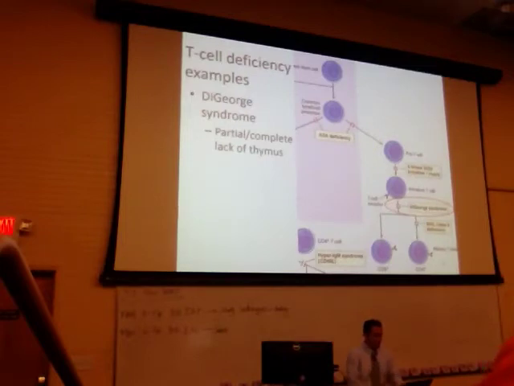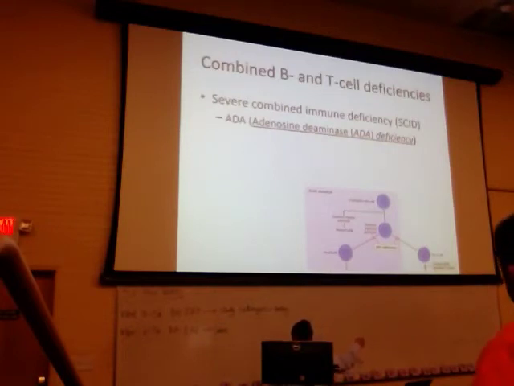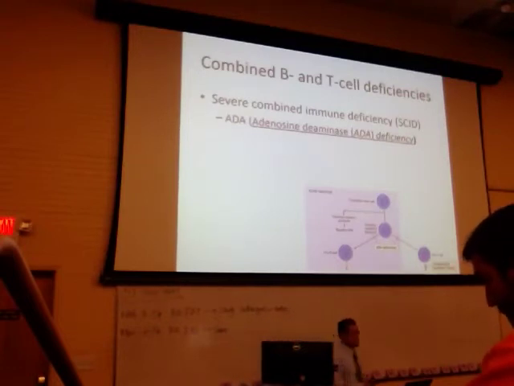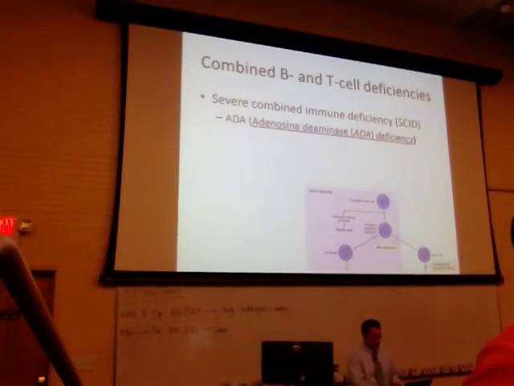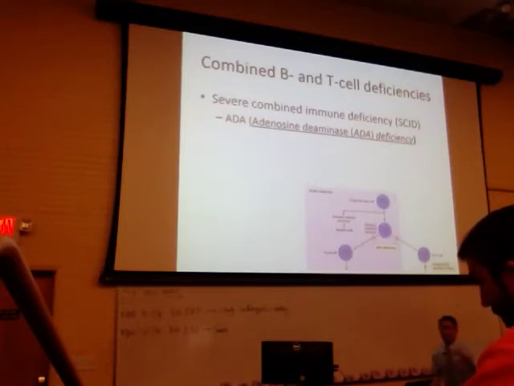Okay, then the last one of primary that we're going to look at is actually combined. It's both B and T cell. If you go further up, you can see right here this ADA deficiency. This ADA deficiency is also referred to as adenosine deaminase deficiency, or what we refer to as severe combined immunodeficiency, SCID. So this is where you're so far up here, right? You don't make any lineages of B or T cells. You have no B or T cells.